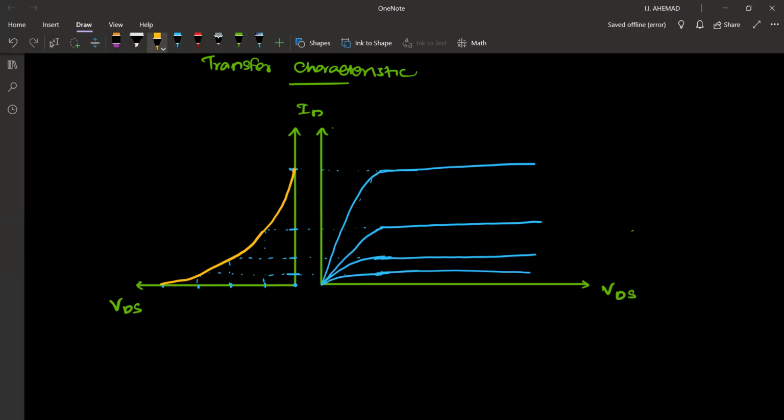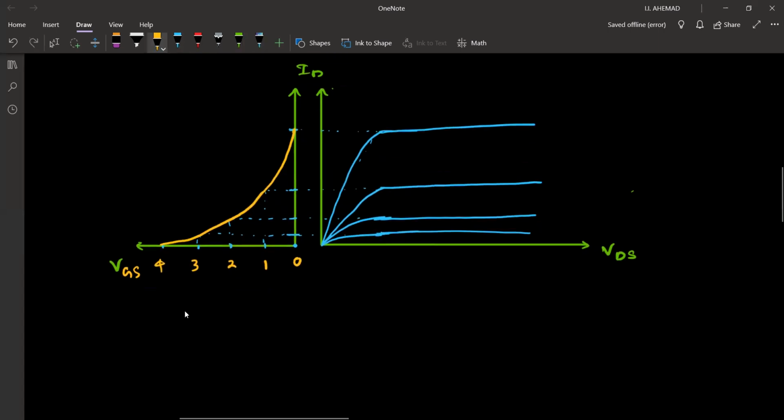So that will be the transfer characteristic. This is VGS. Zero, 1, 2, 3, and 4. So it's going to the negative side.